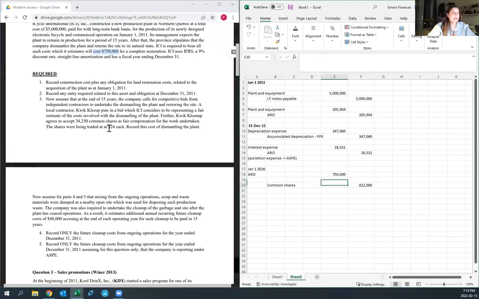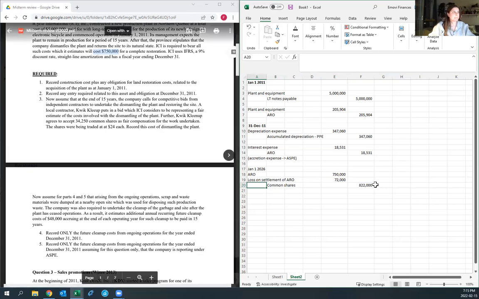So here we can see that the cost ended up being more than what they estimated. So they're going to have a loss on settlement of ARO of 72,000. Here I did 34,250 times 24.